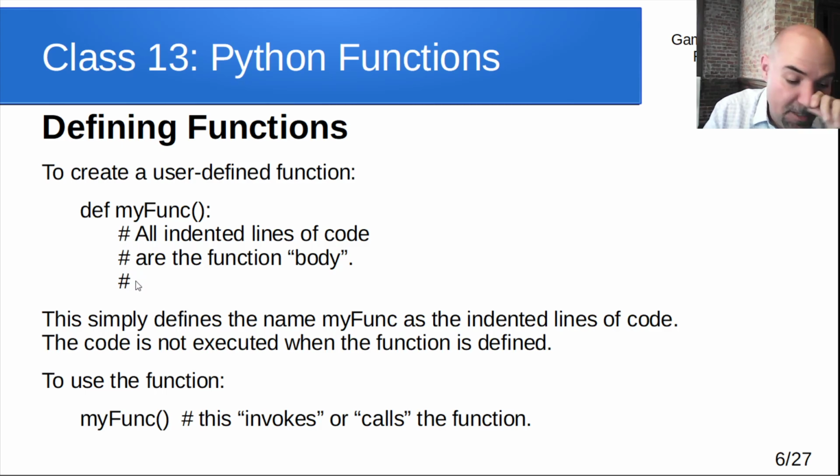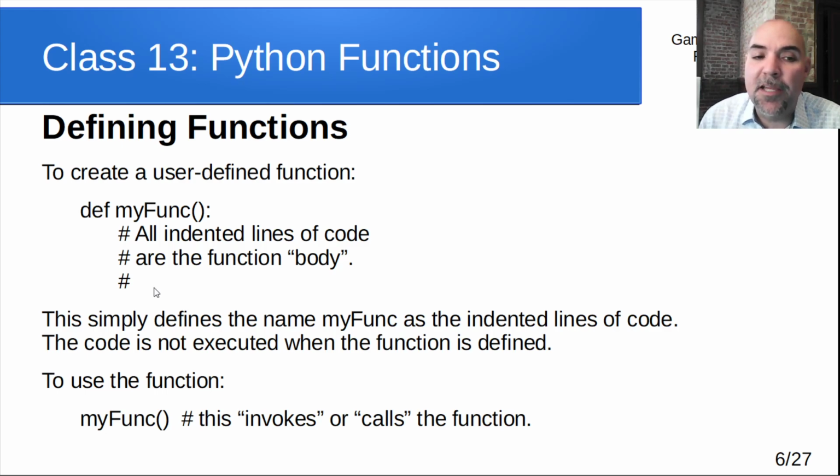And inside this indented code, you could have variables that you're creating. You could have if statements. You could have while loops that repeat something over and over again. You could have if statements inside of while loops inside of if statements. So this is kind of like its own mini program that's indented underneath this my func name. And that code is not executed when the function is defined.